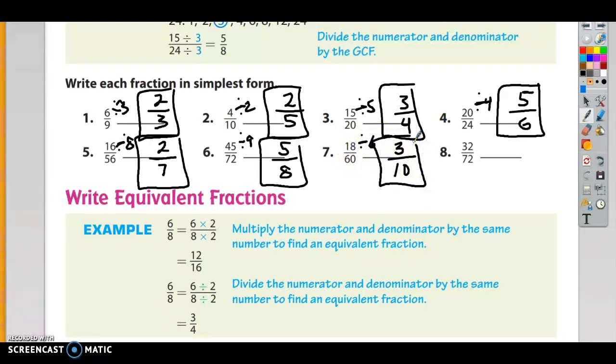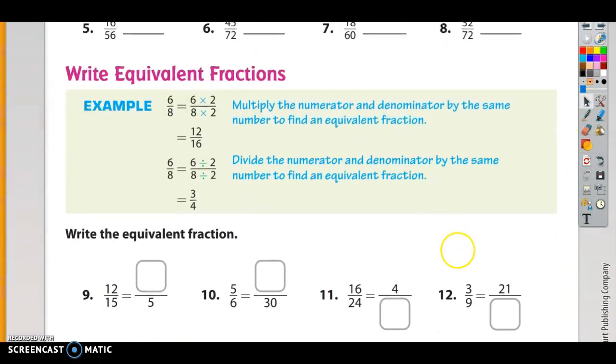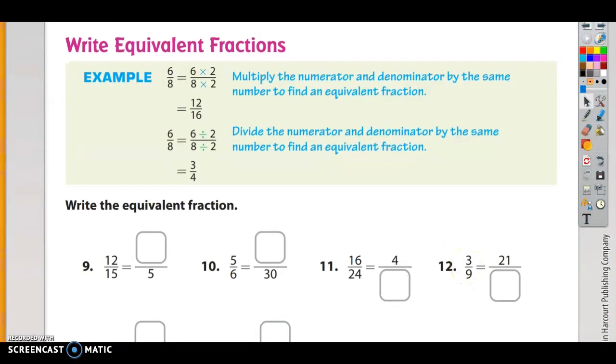And 32 and 72 share a factor of 8. 32 divided by 8 is 4. 72 divided by 8 is 9. Alright, moving on. Now what we're going to do is kind of the same thing except for backwards. We're going to write equivalent fractions.